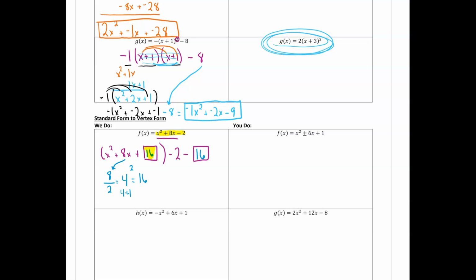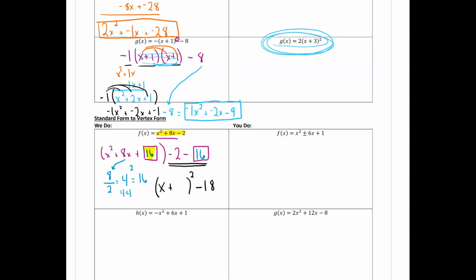So where I always start is the stuff outside of the parentheses. I think of this just as a little math problem, like a negative 2 subtracting 16, and that's negative 18 or minus 18. And then I'm going to make my parentheses squared. That's part of vertex form, and it's always going to be x plus.